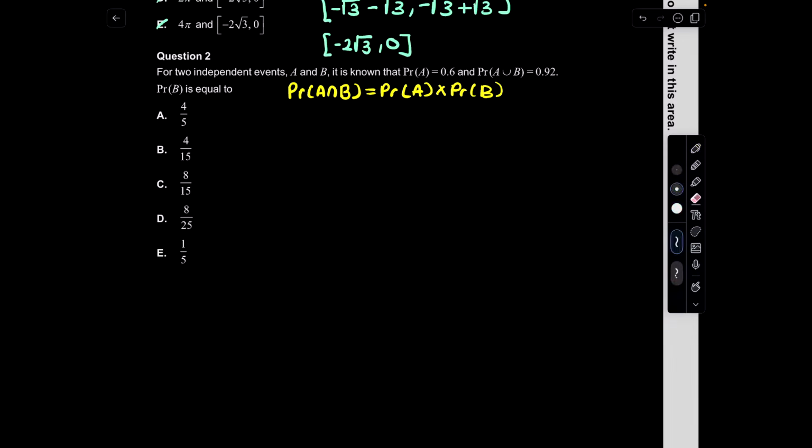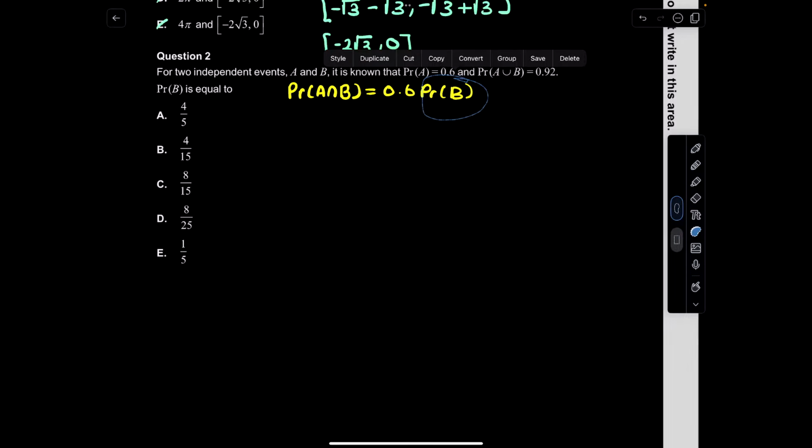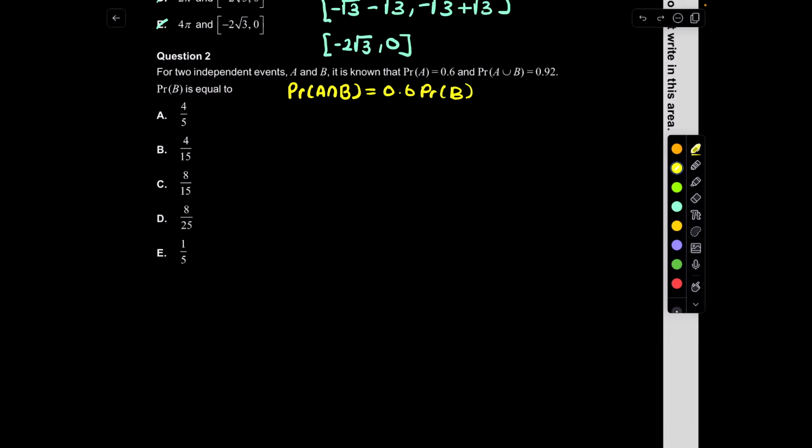So what is A? We already know A is 0.6. So you can actually write this as 0.6 and put this right in here. Now, if we have A union B, the thing that reminds me is the addition rule. So that should remind you of the addition rule. So the probability of A union B is equal to the probability of A plus the probability of B minus the probability of A intersection B.